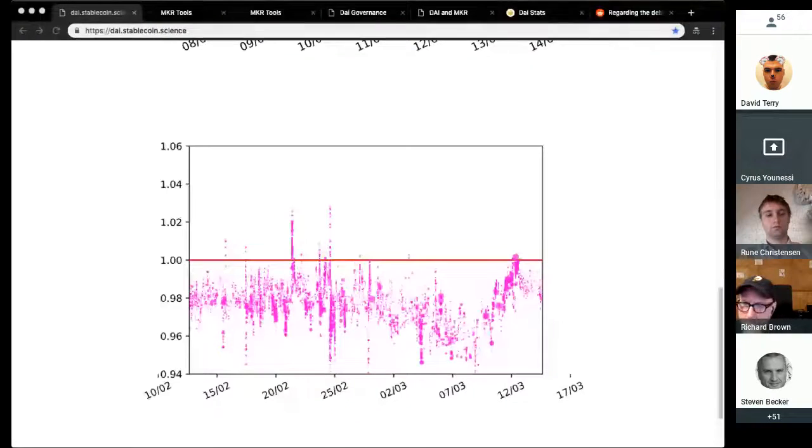Yeah, right. Okay, so I'm going to talk a little bit about the DAI price. I'm going to do a quick screen share. All right, so first up we have the DAI price. This is a weighted average of several different exchanges that we're following.